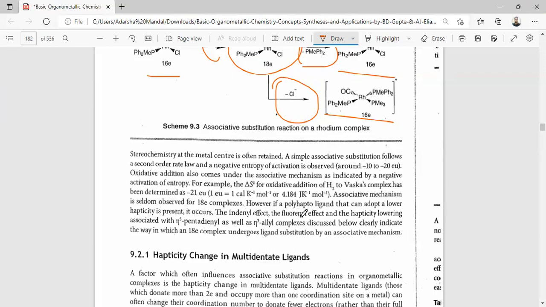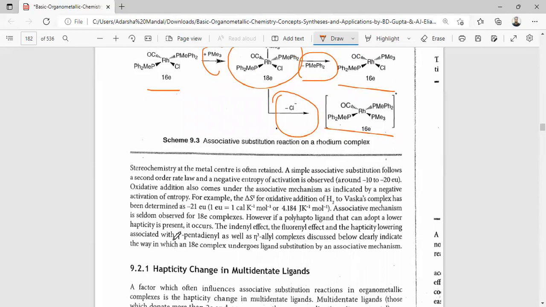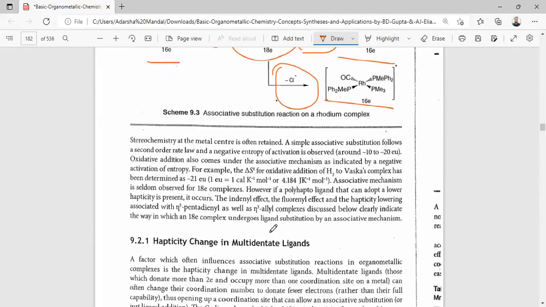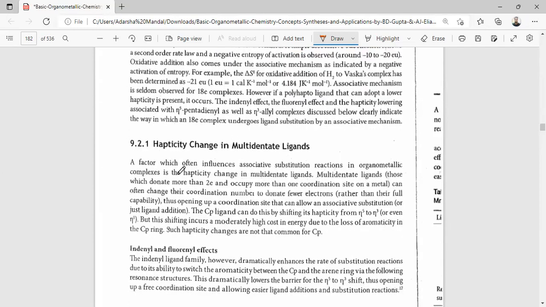However, when polyenyl ligands that can adopt a lower hapticity are present, it occurs: the indenyl effect and the fluorenyl effect. The hapticity lowering of the eta-5 cyclopentadienyl as well as the eta-3 allyl complex discussed below clearly indicate the way in which the 18 electron complex undergoes ligand substitution by an associative mechanism. Hapticity change in multidentate ligands is a factor which often influences the associative substitution reaction in organometallic complexes. The multidentate ligands can often change their coordination number to donate fewer electrons, thus opening a coordination site that can allow associative substitution.